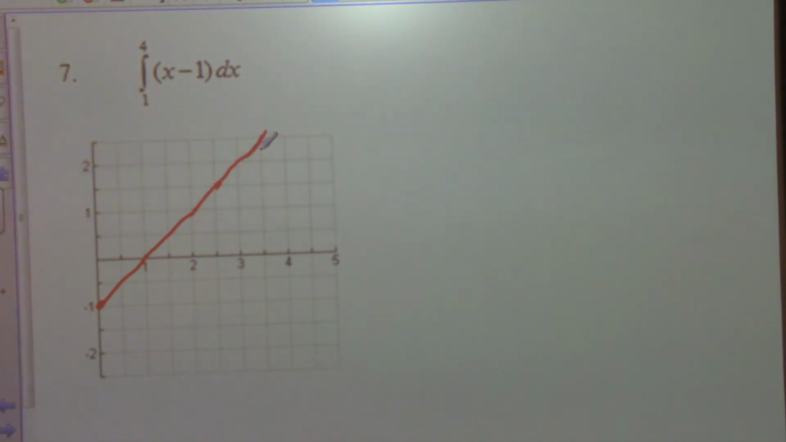And it's going to be from 1 to 4. But we have a little trouble, right? We don't have enough room on our grid. So let's just extend out here. So we're going to have to figure things out.